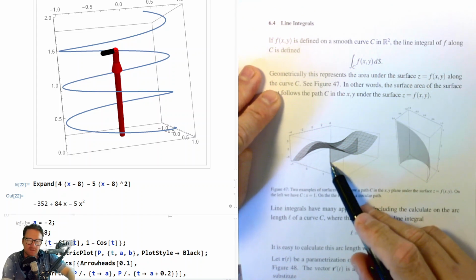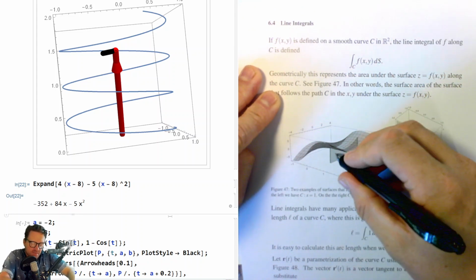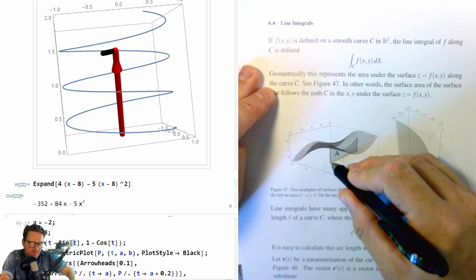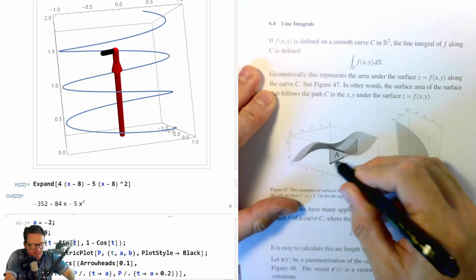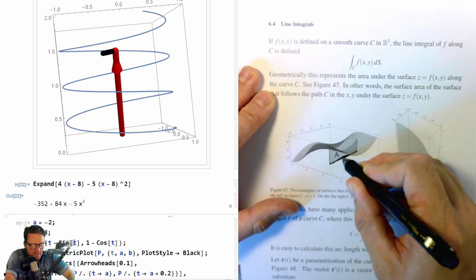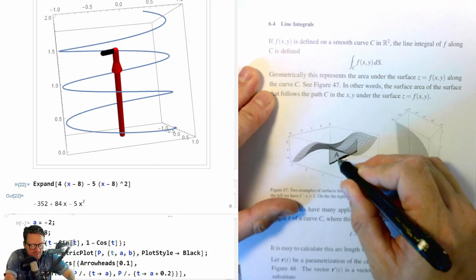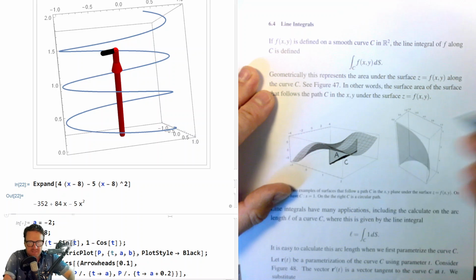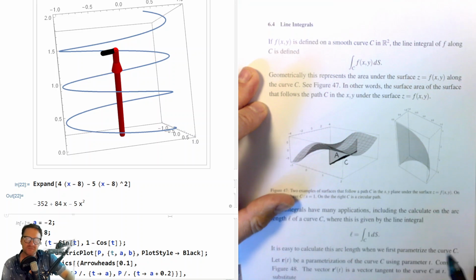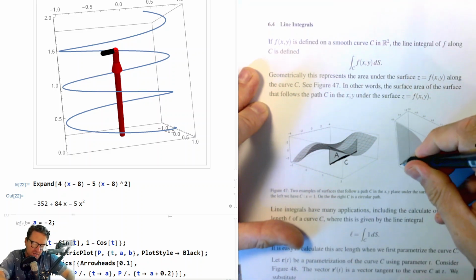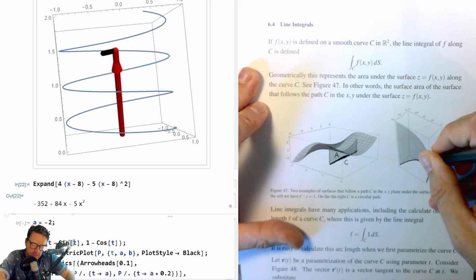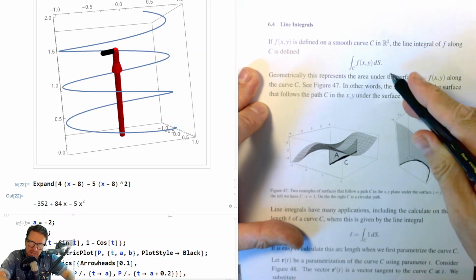So for example, I've got a little bit of width here, but I mean the area under this, the area of this side piece. Now here, in this example, down the bottom is our curve C, but it happens to be linear in this case, hence maybe the term line integral. But it doesn't have to be a line. So here's an example on the right where the curve at the bottom is curved, not linear. Nevertheless, this is called a line integral.